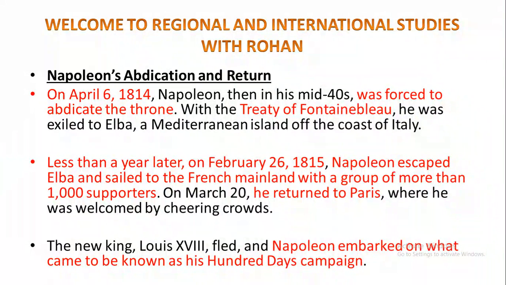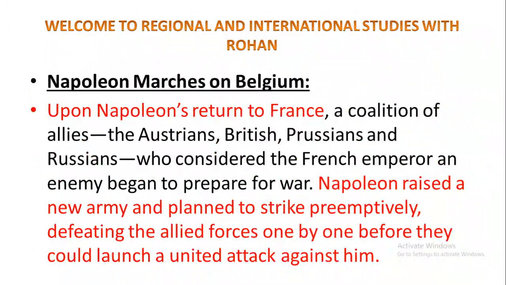On March 20, he returned to Paris, where he was welcomed by cheering crowds. The new king, Louis XVIII, fled, and Napoleon embarked on what came to be known as his Hundred Days Campaign. The Hundred Days Campaign marked the period between Napoleon's return from exile and the second restoration of King Louis XVIII. Upon Napoleon's return to France, coalition forces such as the Austrians, British, Prussians and Russians, who considered the French emperor an enemy, began to prepare for battle.